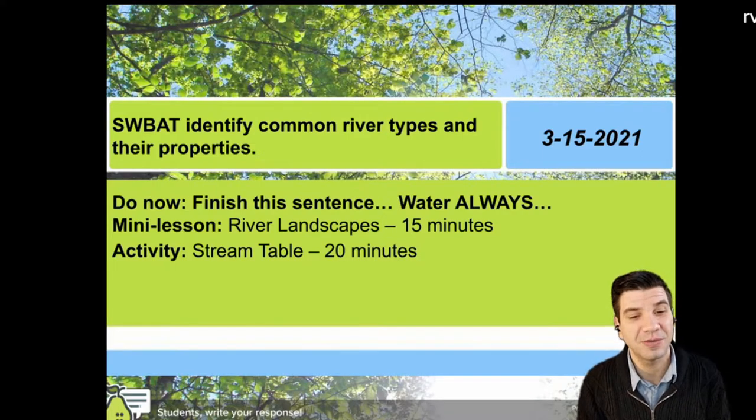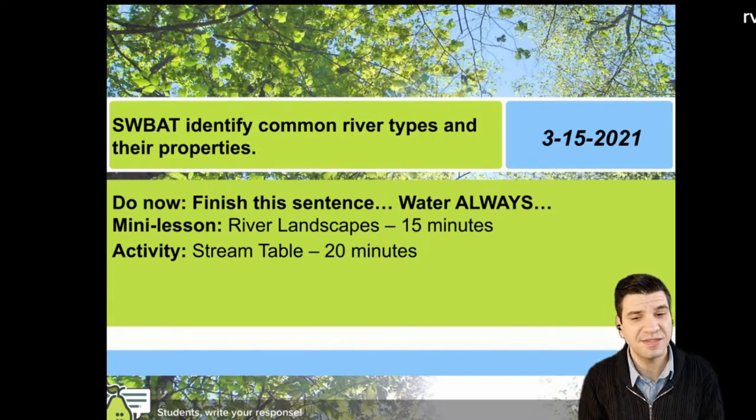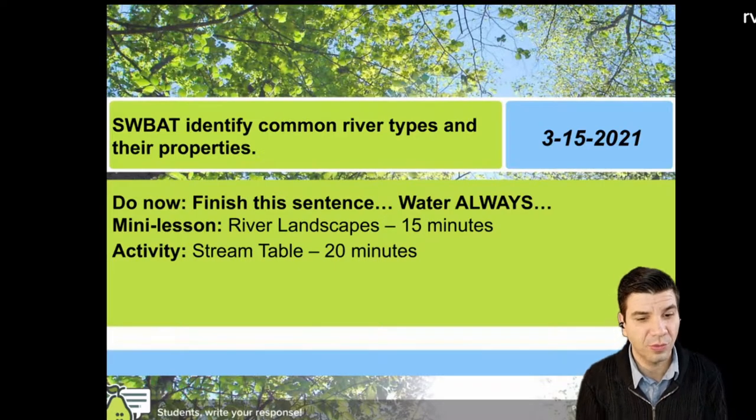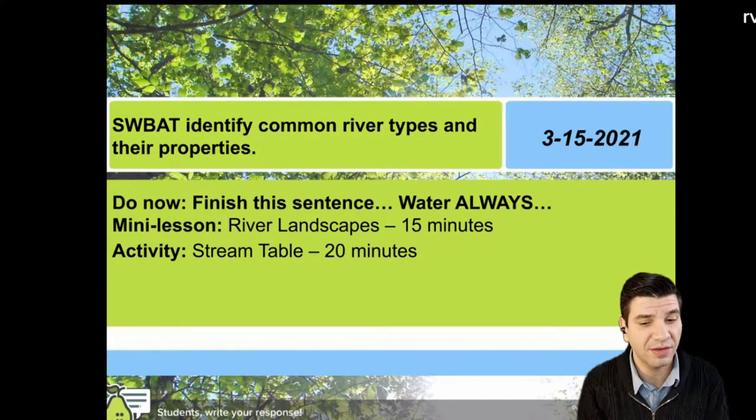Today students will be able to identify common river types and their properties. The do now says, finish this sentence: Water will always what? In today's mini lesson, we're going to talk about some river landscapes, and we're going to have a virtual stream table exploration. Considering we're not together in person, that doesn't mean we can't have a good time playing in the mud. Let's take a look at how that goes.